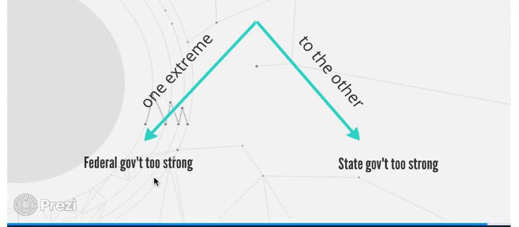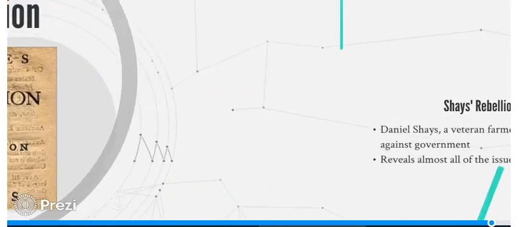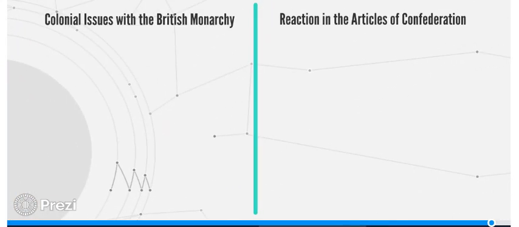So underneath where it says federal government too strong, let's draw a curvy line, like the bottom of a smiley face, and let's draw a curvy arrow over here to state government too strong. And let's end the arrow right here underneath state. Okay, and now we're going to talk about this cause and effect, or action and reaction, that we do.